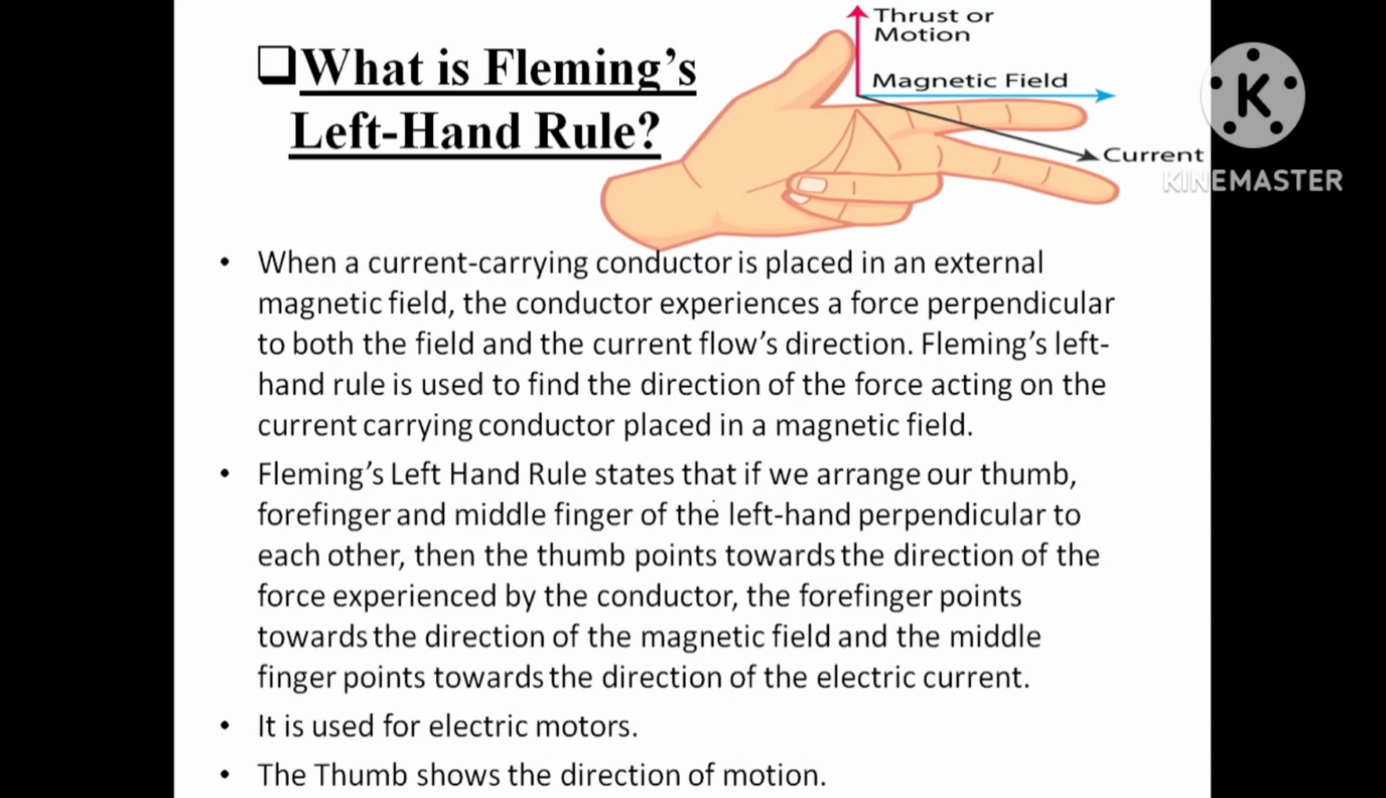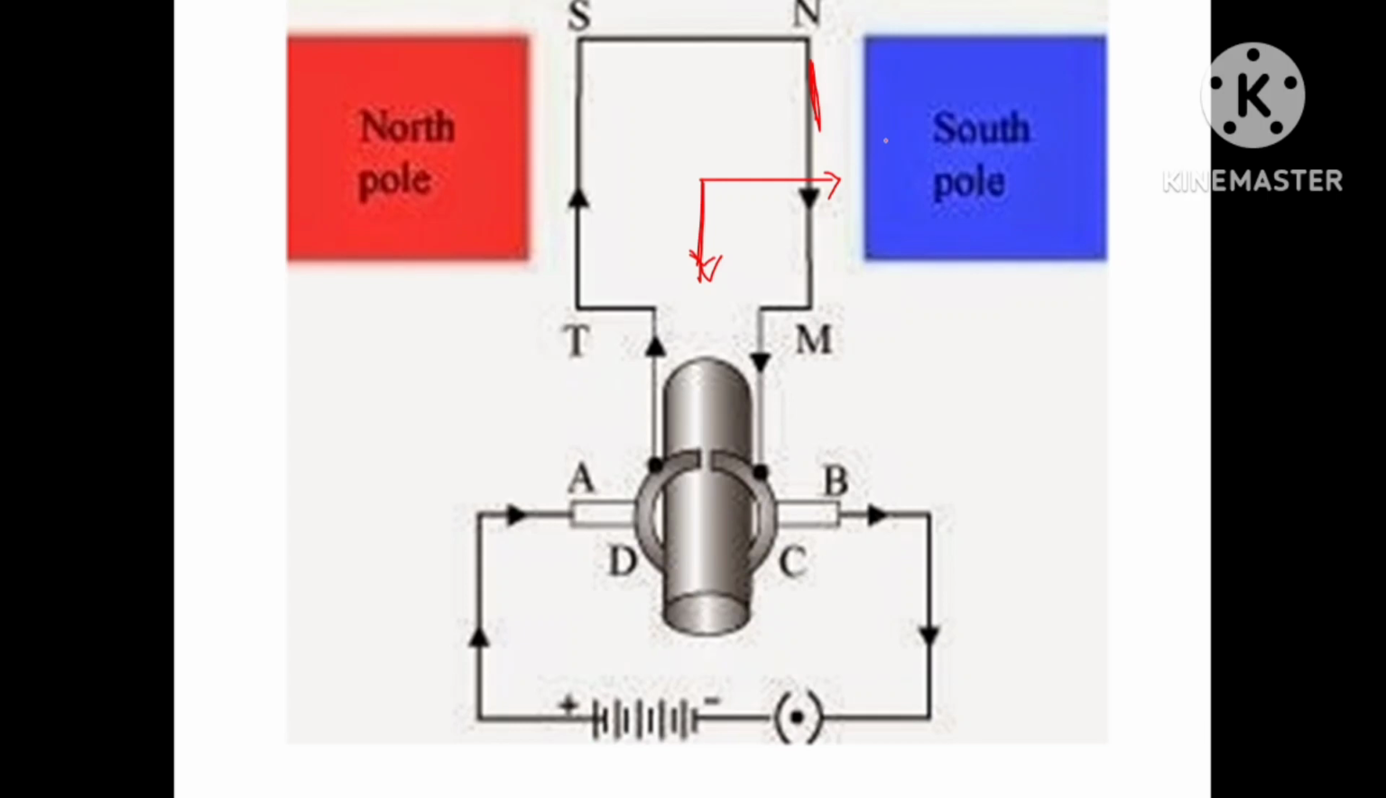Fleming's left hand rule states that if we arrange our thumb, forefinger and middle finger of the left hand perpendicular to each other, as in this diagram, then the forefinger points in the direction of the magnetic field and the middle finger points in the direction of current, then the thumb points in the direction of motion. This is what Fleming's left hand rule states. Okay, so we'll study that deeply in this diagram.